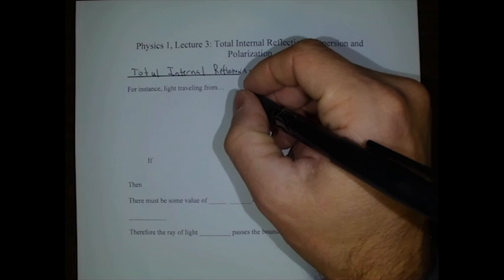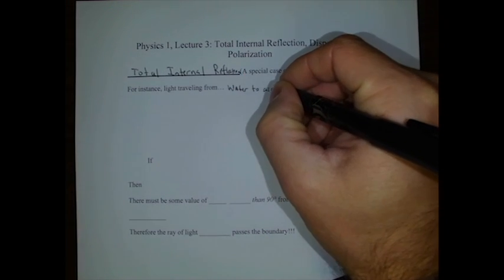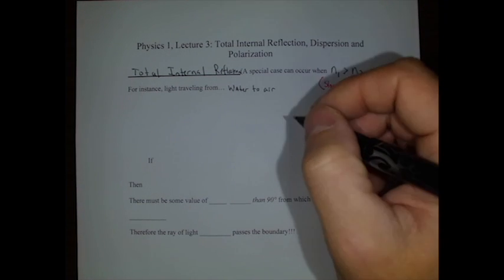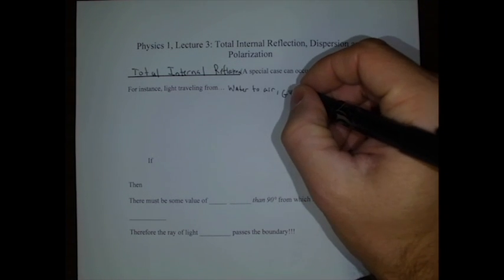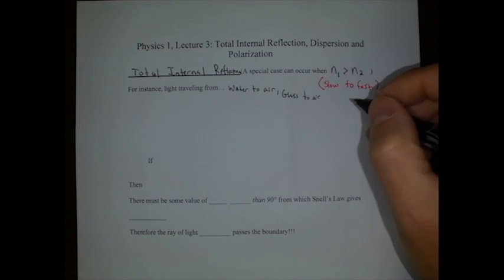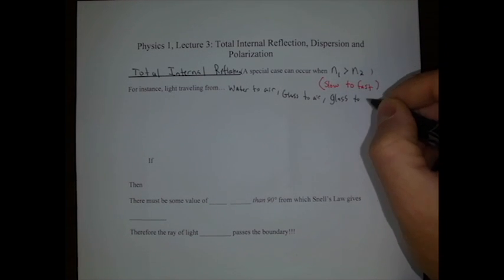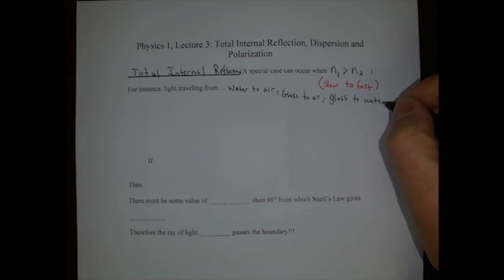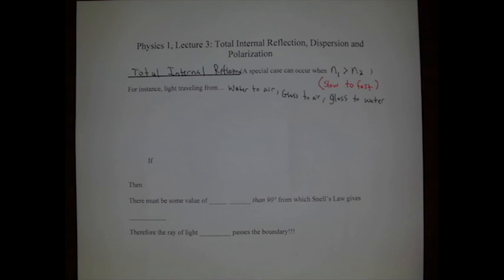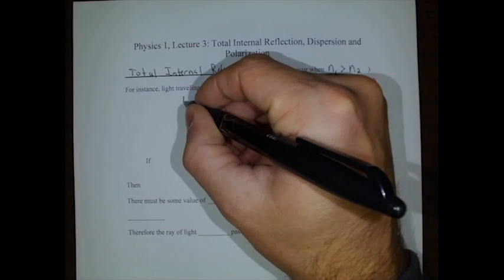Some examples of this would be light traveling from water to air, if the light begins underwater, light traveling from glass to air, or even, say, glass to water. As long as it's going to a smaller index of refraction, we can end up with this phenomenon. So I'll draw a picture to go with this.